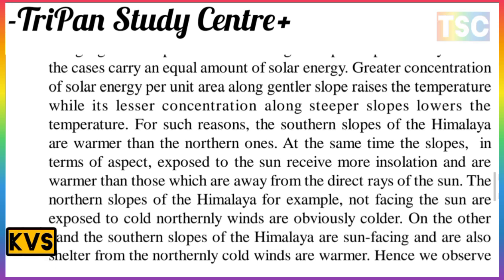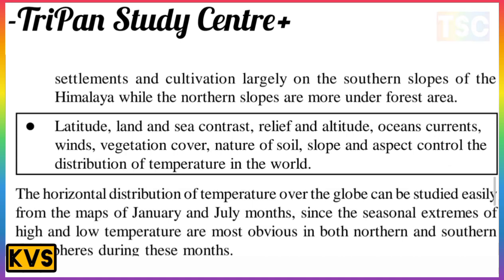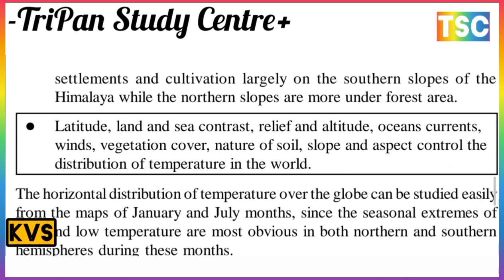This is important, and hence we observe settlement and cultivation largely on the southern slope of the Himalaya, while the northern slope is more under forest area. There is an important point here. Land and sea contrast, latitude, ocean currents and winds, vegetation cover, nature of the soil, and slope and aspect control the distribution of temperature in the world.